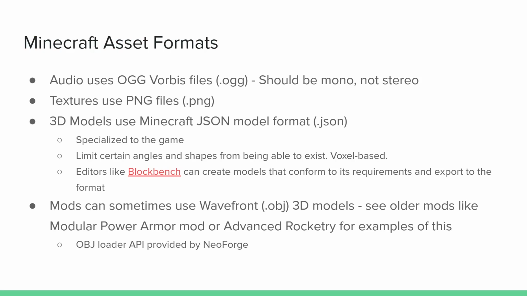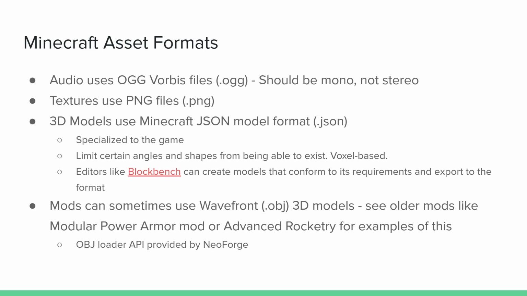And then here are the formats that are used for assets in Minecraft. All audio uses ogg vorbis files, and they should usually be mono ogg vorbis files, otherwise things get weird. Textures use PNG files. And 3D models use the Minecraft JSON model format, which is specialized to the game. They limit the certain angles and shapes you can use to enforce the art style, but it's voxel based, which means everything's squares instead of triangles like most 3D models. And there are editors like Blockbench that can export this format.